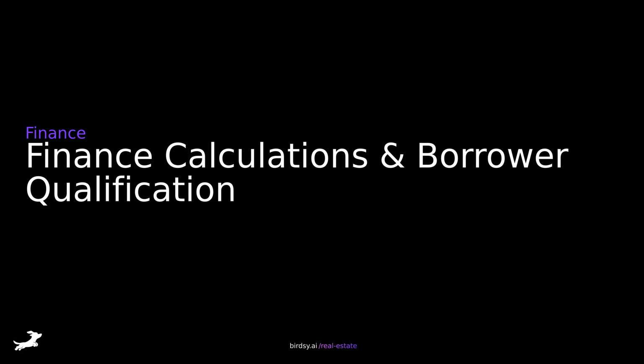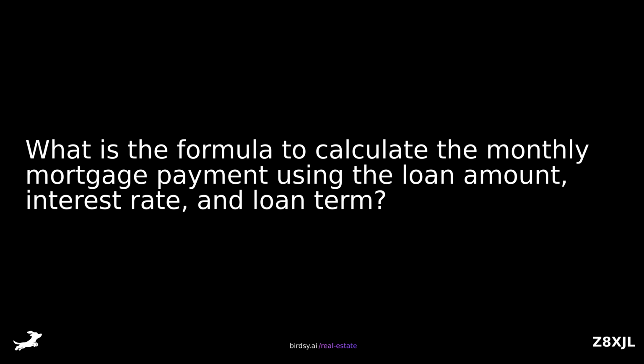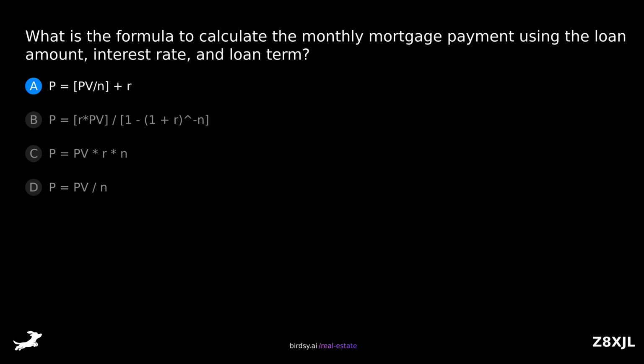Finance calculations and borrower qualification. What is the formula to calculate the monthly mortgage payment using the loan amount, interest rate, and loan term? Is it A, P equals PV divided by N plus R? B, P equals R times PV divided by 1 minus negative N? C, P equals PV times R times N? Or D, P equals PV divided by N? The answer is B, P equals R times PV divided by 1 minus negative N.